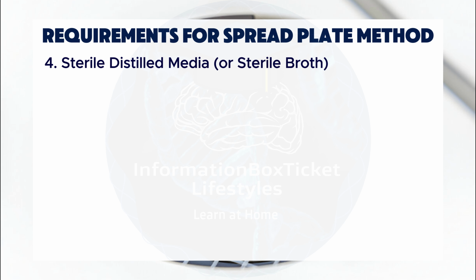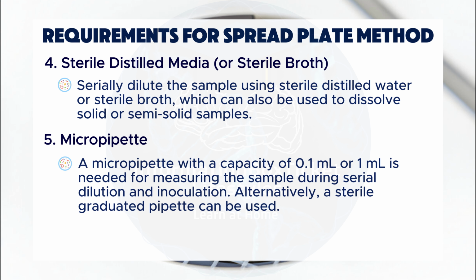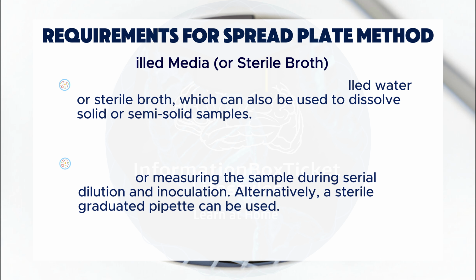4. Sterile distilled water, or sterile broth. Serially dilute the sample using sterile distilled water or sterile broth, which can also be used to dissolve solid or semi-solid samples. 5. Micropipette. A micropipette with a capacity of 0.1 ml or 1 ml is needed for measuring the sample during serial dilution and inoculation. Alternatively, a sterile graduated pipette can be used.